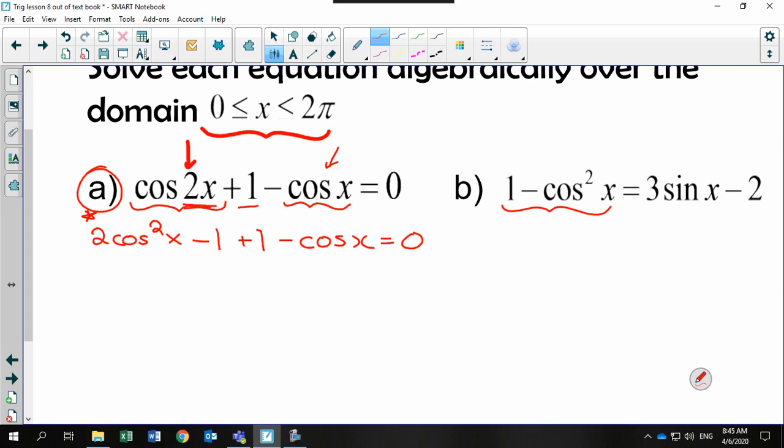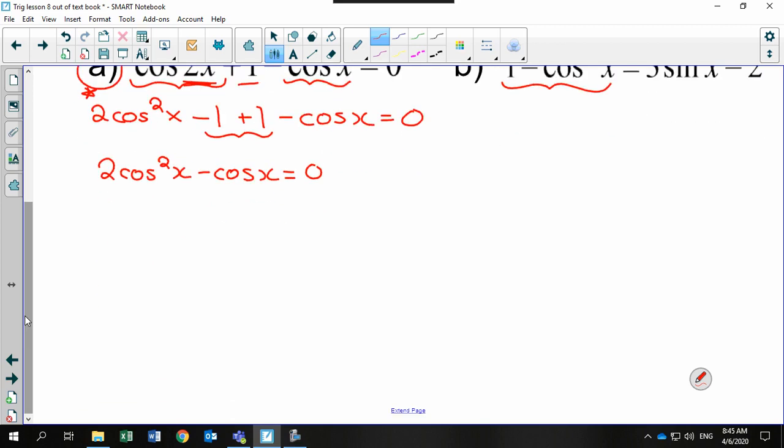Now you can see that here our 1's are going to cancel. So we're really just left with 2 cos squared x minus cos x is equal to 0. From here, I'm going to look to factor. I have a greatest common factor of cos x, so I'm going to take it out. I'm left with cos x times the bracket 2 cos of x minus 1 equals 0. And now we have something that we did all the way back in our first lesson in this chapter, where we solve. So we take this cos x and make it equal to 0, and we take this bracket and make it equal to 0.